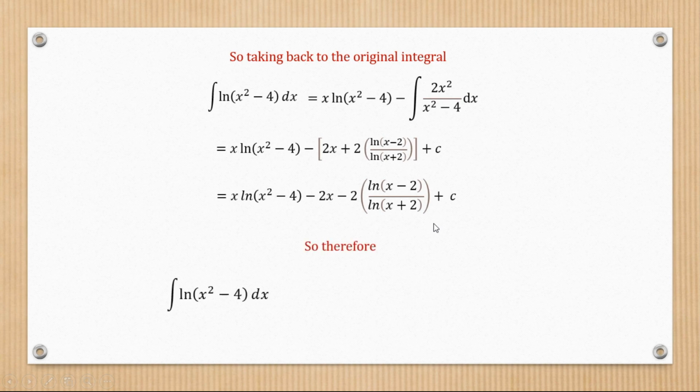So therefore, the integral of ln(x squared minus 4) dx shall be equal to x ln(x squared minus 4) minus 2x minus 2 bracket ln of x minus 2 over x plus 2, plus c. And that is what they wanted.